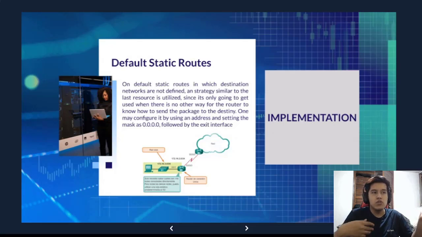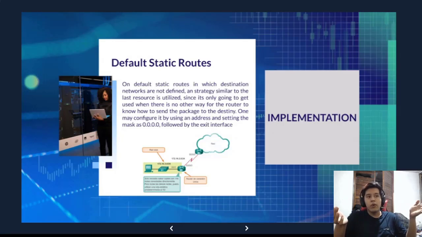They are commonly used when connecting a company edge router to the ISP network. Another case is when a router has only one other route to which it is connected. This condition is known as a single connection router.